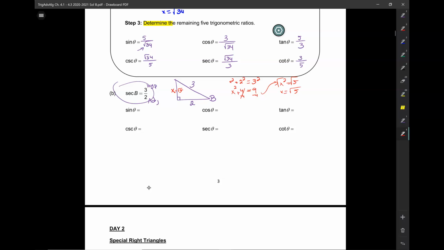Okay, that means sine opposite over hypotenuse, cosine adjacent over hypotenuse, and tangent root 5 over 2. And then for the reciprocal functions, we take the reciprocal, and the reciprocal. All right, so that's it for today.